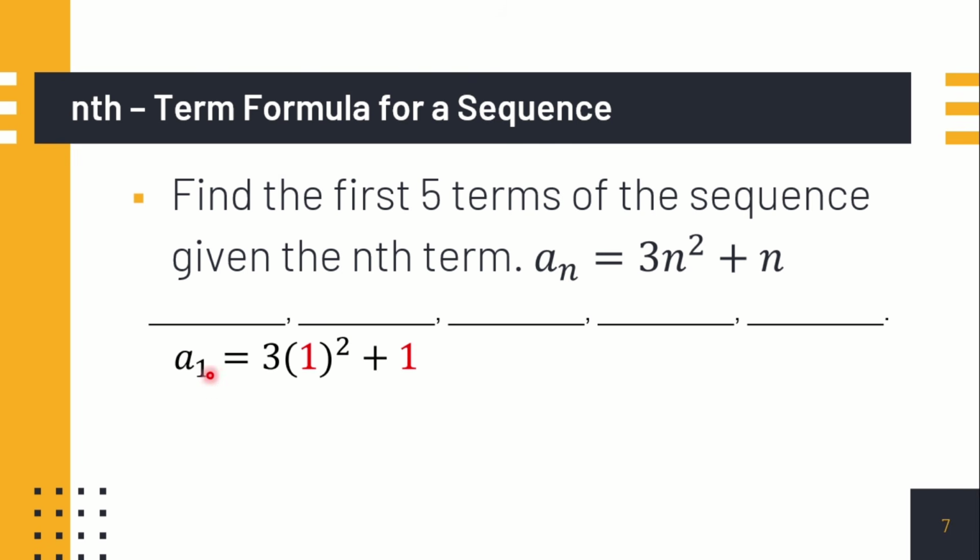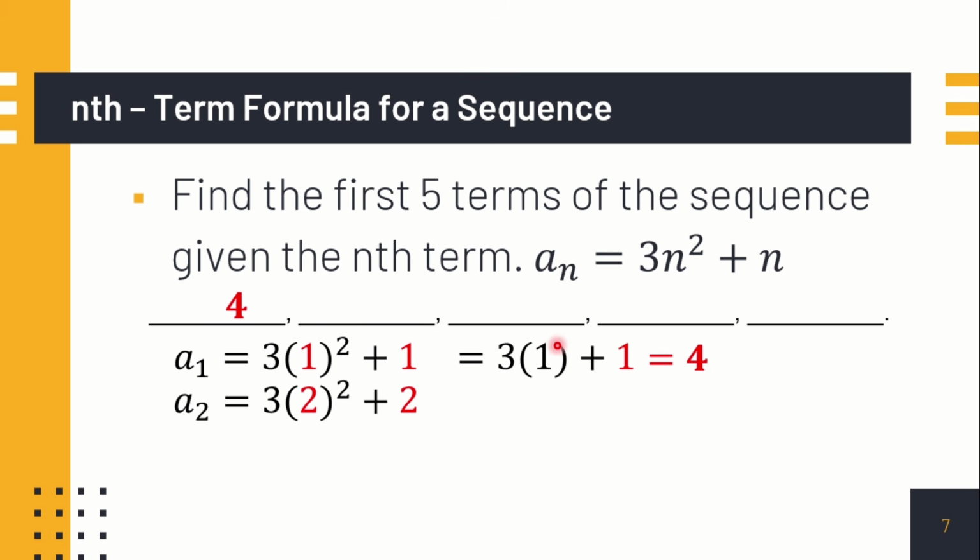So, a sub 1, because we denoted it as the first term, papalitan lang natin yung n natin ng 1. So, that's 3 times 1 squared plus 1. And then, 1 squared is 1, so that is 3 times 1 plus 1, and that is equal to 4. So, 3 times 1 is 3 plus 1, that is 4. Ibig sabihin, yung first term natin is 4.